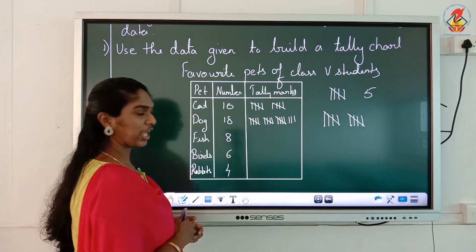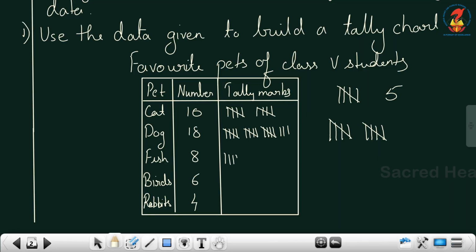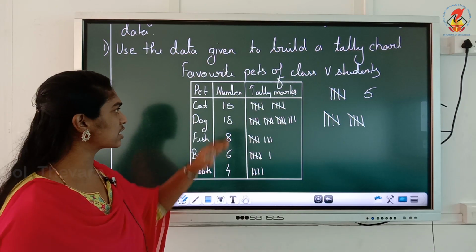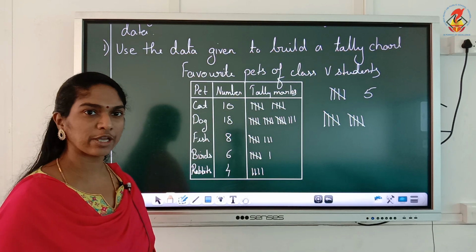Then how to show 8? 1, 2, 3, 4, 5. One bundle. Then 1, 2, 3. So you get 8 over here. Then 6. 1, 2, 3, 4, 5. And then show 1 over here. It becomes 6. And finally you have 4. 1, 2, 3, 4. You can show it like this. So this is how you represent tally marks.